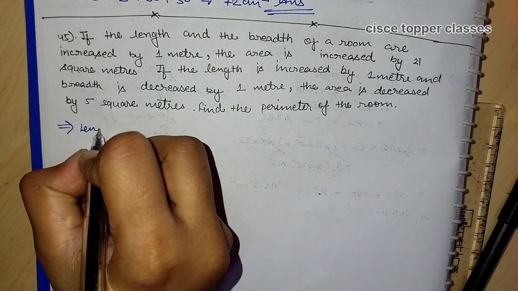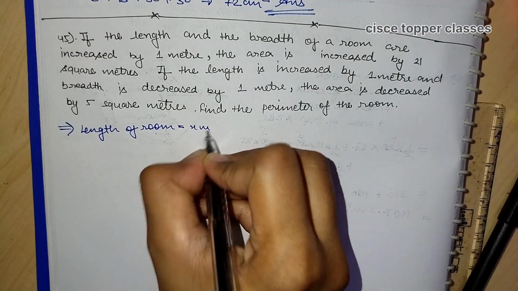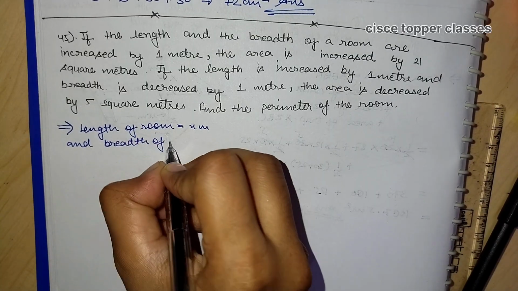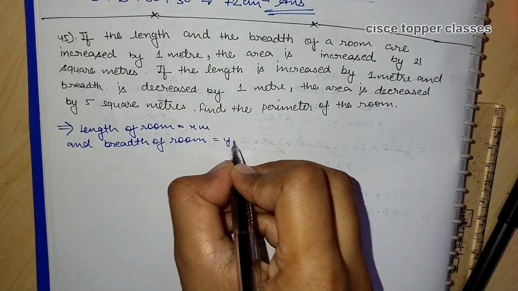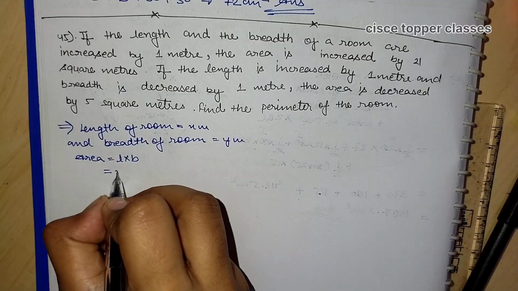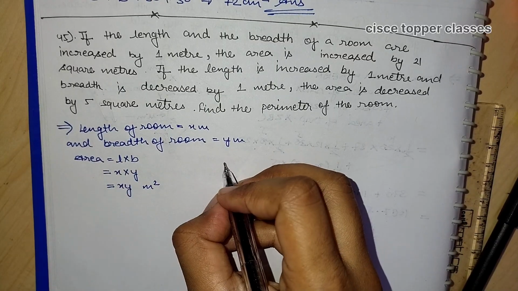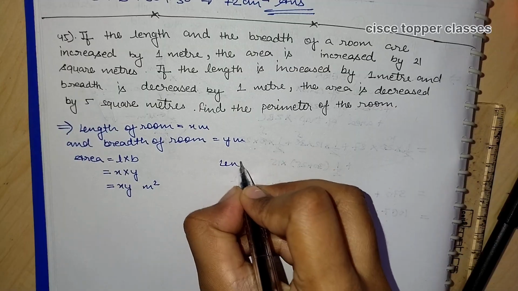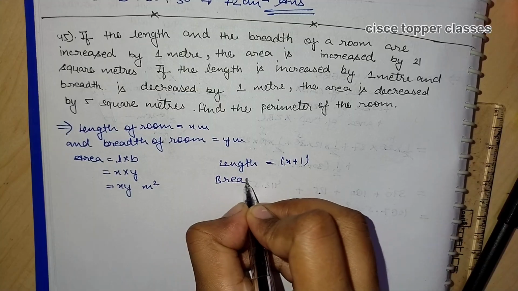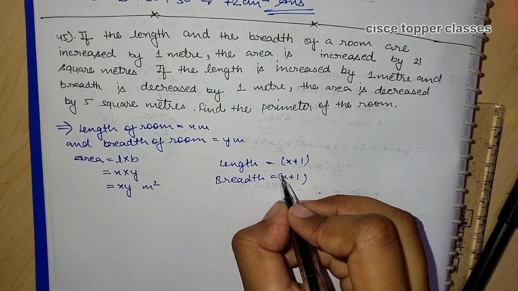So here, let the length of the room be x meter and the breadth of the room be y meter. Here we can write area as length into breadth, so this will be x into y, means xy meter square. Now the length is increased by 1 meter, so we can write x plus 1, and the breadth, in the first part, y plus 1.